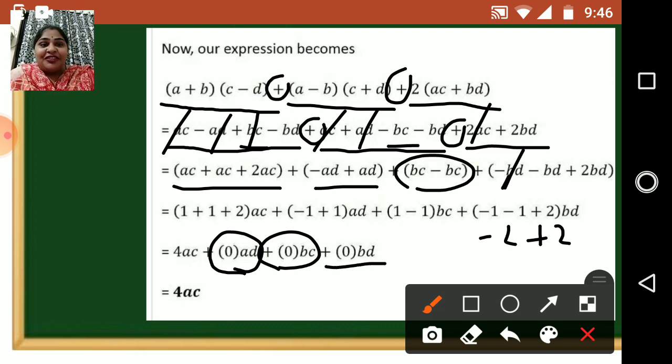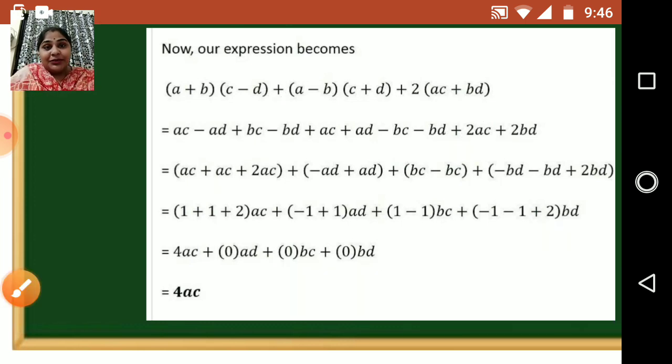So what is left? Only 4ac is left, that is 2 plus 1 plus 1, that is 4ac. So this is how you have to be very careful while solving, with positive and negative, and if there is no coefficient, that means it is 1. So that you have to be very careful, children. So this is how we are solving this. I hope this is clear, children.